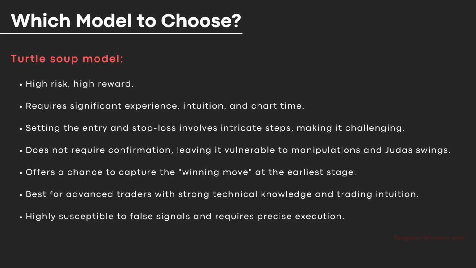The third point is that it has intricate entries and stop loss placements. One of the hardest parts of the Turtle Soup model is setting your entry and stop loss, because unlike other entry models, this model requires precise execution and there's very little room for error. And the reason it's so challenging is because if your stop loss is too tight, then normal market volatility could take you out prematurely. But if it's too wide, then you are risking making your risk to reward ratio vague and not worth it.